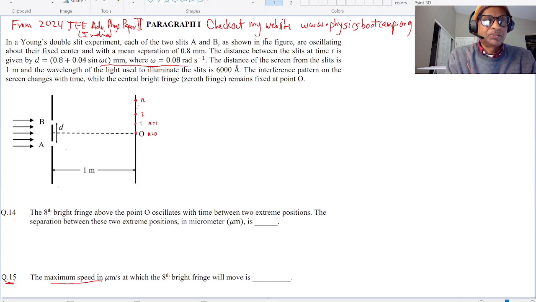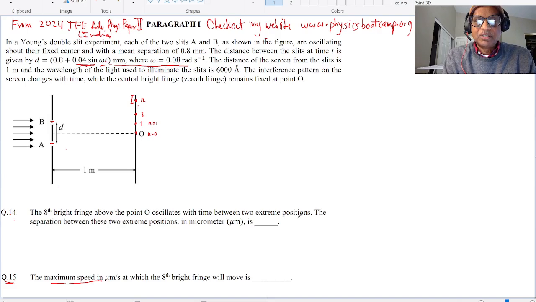Okay. So the question is, the nth bright spot is going to move in a range because of the d moving up, and it sometimes shrinks. You can see it's the distance between here and here. It gets larger by this or shrinks by this depending on the phase of the sine function.